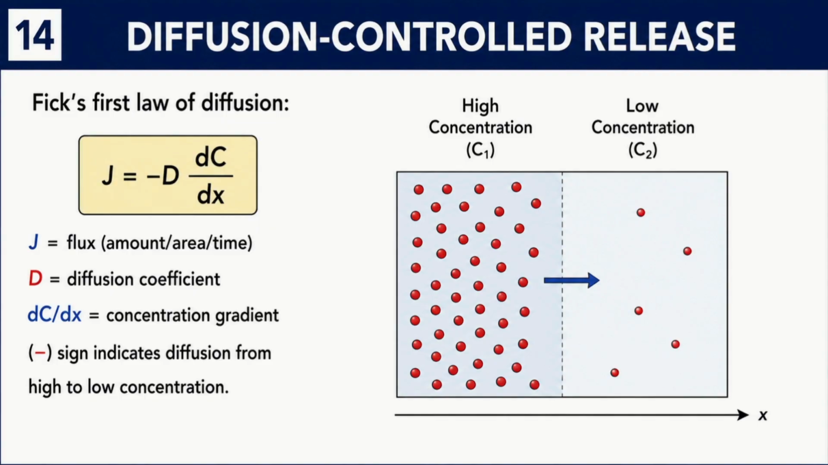Here J represents the flux of drug, D represents the diffusion coefficient, and dC/dx represents the concentration gradient. So the negative sign indicates that diffusion occurs from the region of higher concentration towards the region of lower concentration. In pharmaceutical systems, the polymer structures can significantly reduce the effective diffusion coefficient and therefore slow drug release.